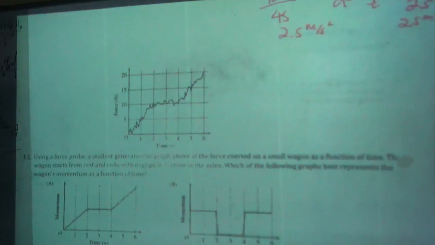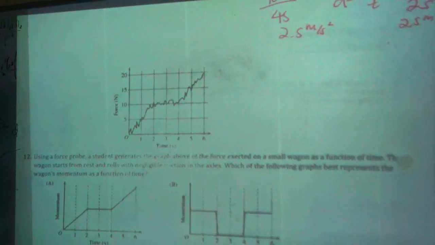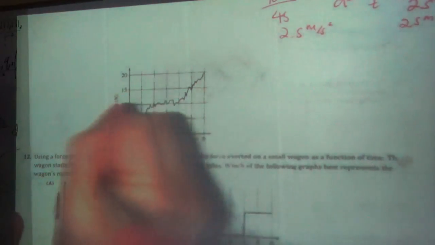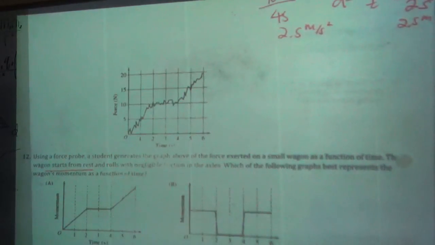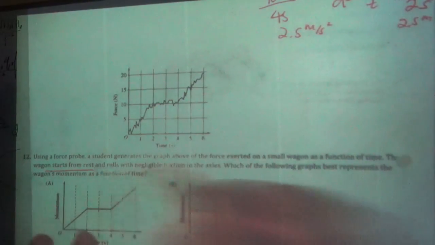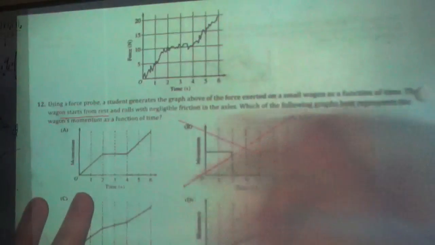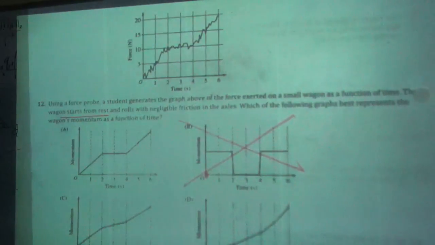We have a force probe, and we have the force exerted on an object as a function of time. It says that the wagon starts from rest, and then there's negligible friction. So which of the following graphs would represent the wagon's momentum? So first of all, if the wagon starts from rest, it's starting with 0 momentum, so we can cross off B because it should be starting at 0.